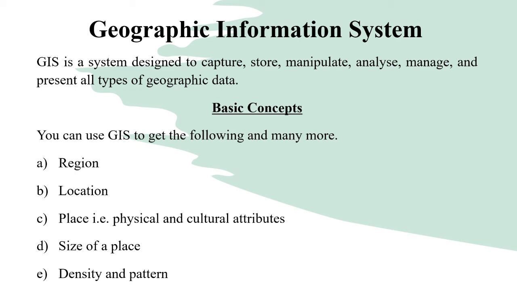We talked about region, location, and place, that is, either the physical aspect of a place or its cultural attributes. GIS can help you do that. The size of a place, GIS can also help. We also talked about the density and pattern of a place. GIS can help with this too. GIS is a good way of solving issues without much stress.